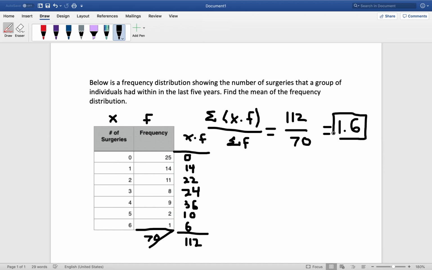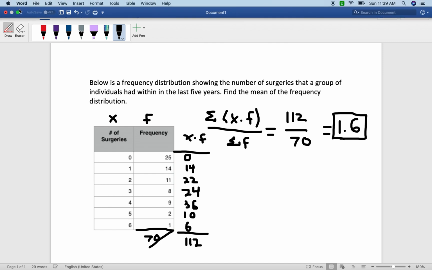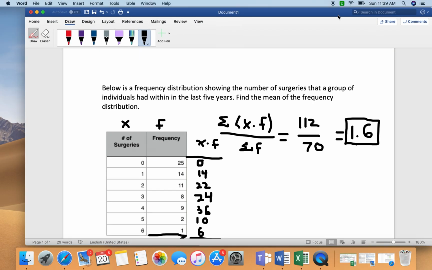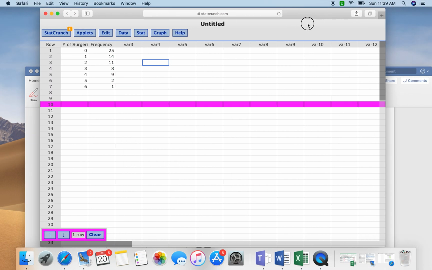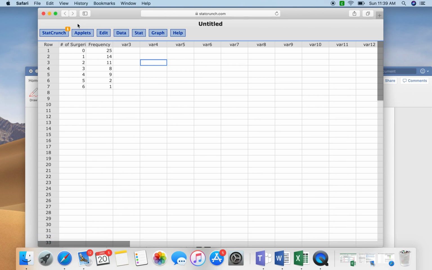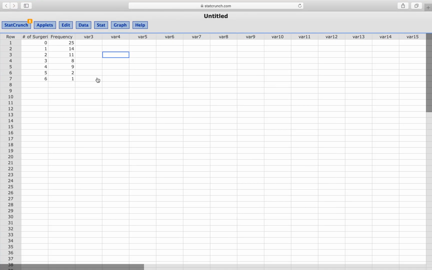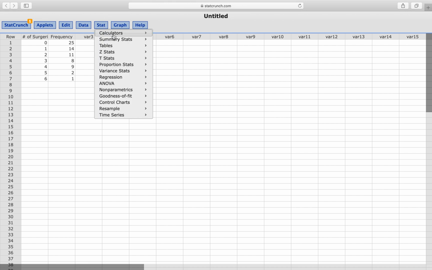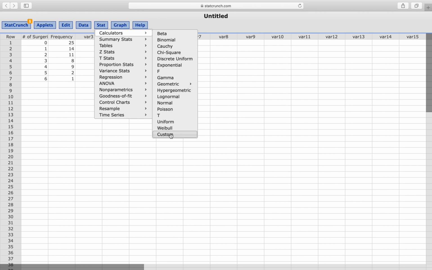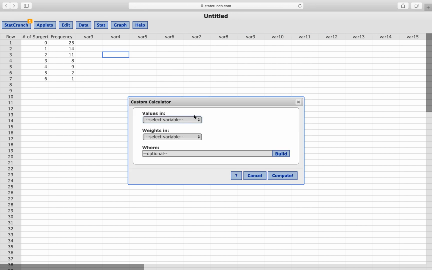Alright, so that's how we do it by hand. Now what we're going to do is do it in StatCrunch. So I'm going to go into StatCrunch, and I already have all of our data points typed in. And what we want to do is go into Stat, Calculators, and we're going to do a custom calculator.